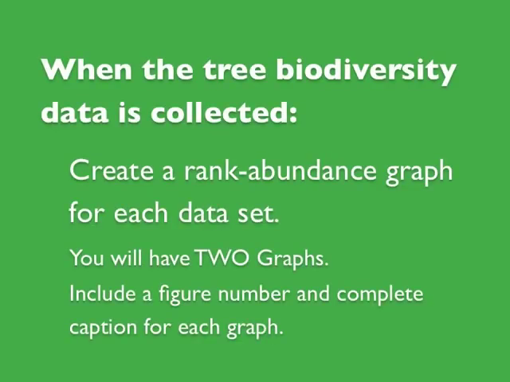Now, once you have your biodiversity data, you want to start analyzing that data. One of the best things to do when you have data is to make some graphs. We spent a lot of time making graphs. You know how to make a really good caption. You know how to make a graph that's very clear, what kind of graph to use. You know how to write a really good description for a graph. So that's what you're going to do. You're going to take your data and make 2 really good graphs, a rank abundance graph for each set of data.